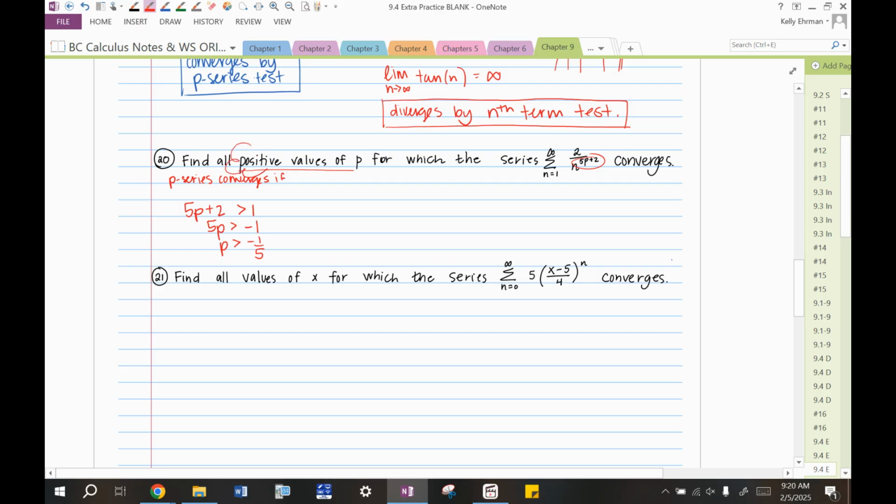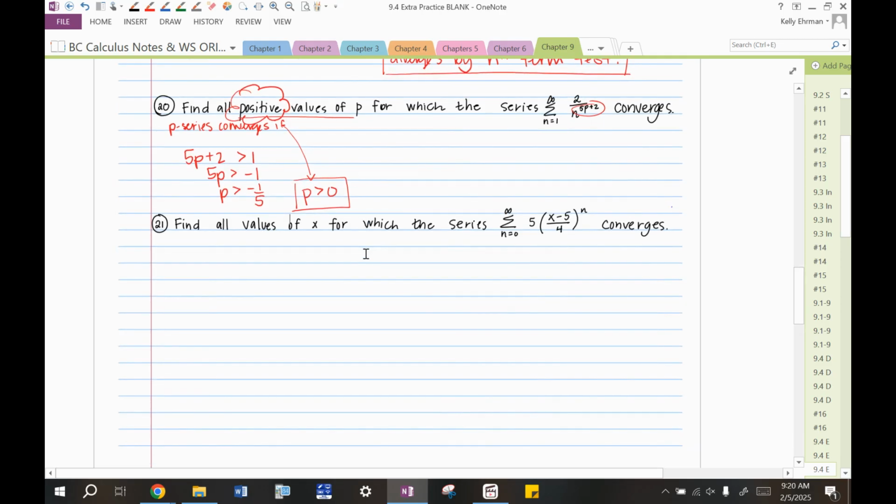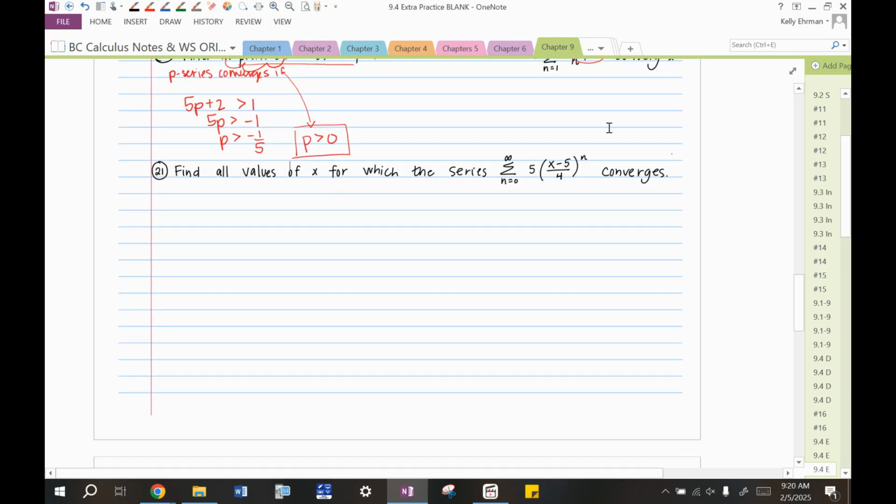Now, it says find all positive values for p. So I guess we need to go with, well, what's the next largest number? Any p value greater than 0 should work. So even though you could plug in negative 1/5, if we have to keep it positive, anything greater than 0 would be a solution. And so if this just said find all values for p for which this converges, then that would be my answer.